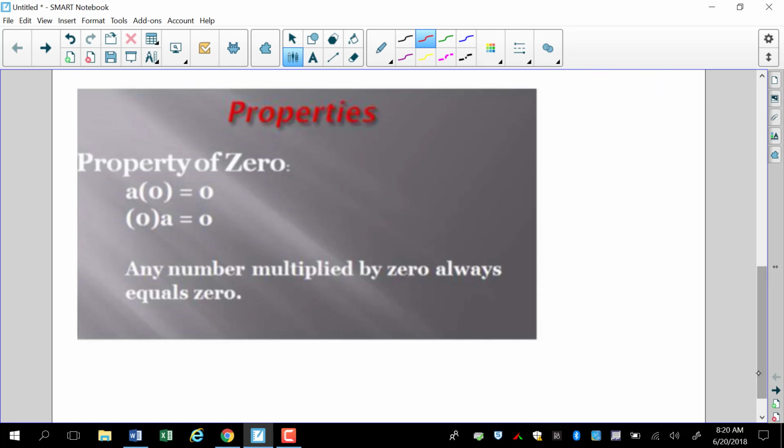Now, zero property is something we're going to use a lot more later on in the unit, but basically it's as simple as any number multiplied by 0 gives you 0. So if we have 12 times 0, we get 0.